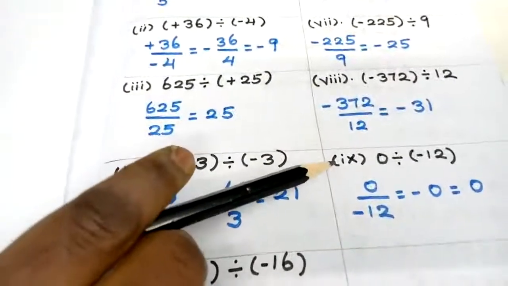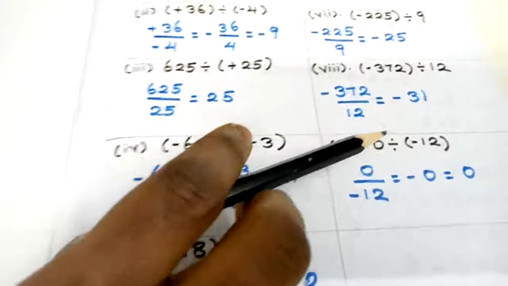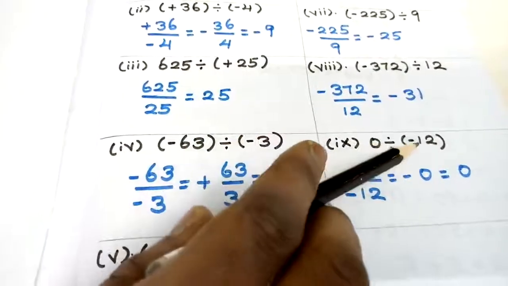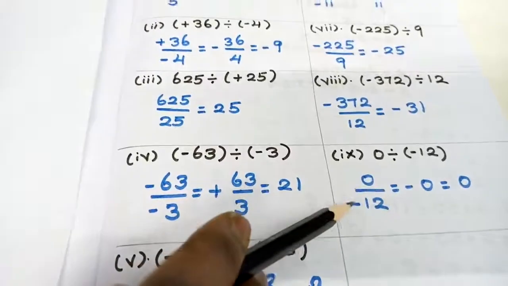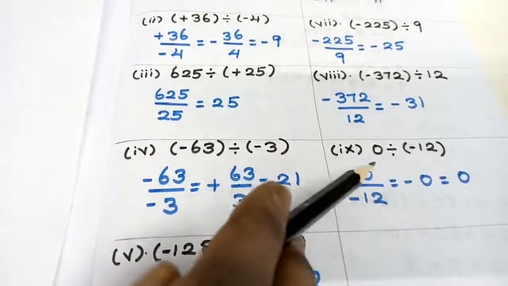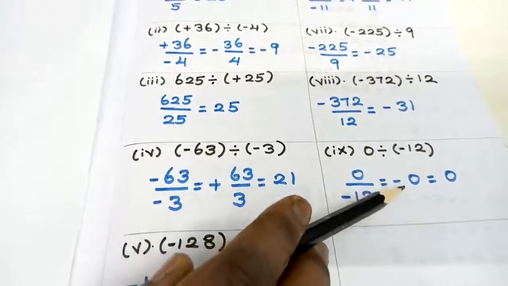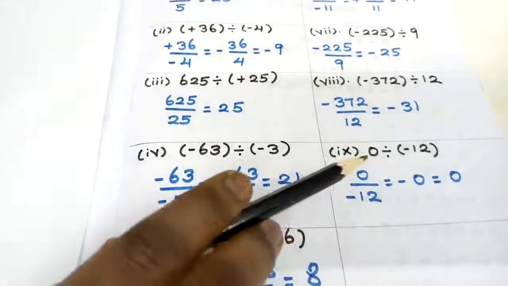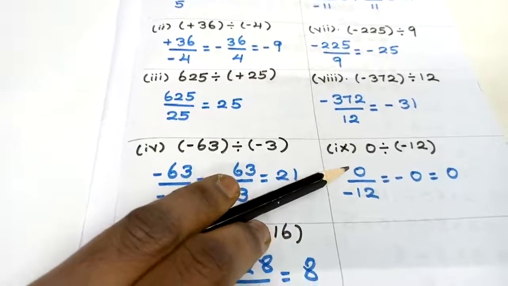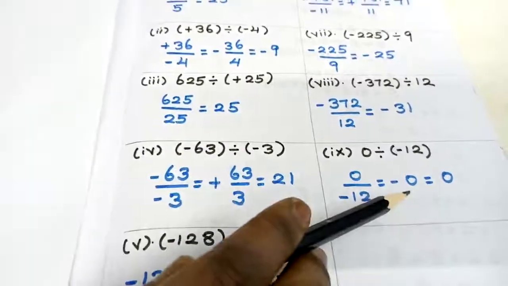Coming to the 9th question, in the 9th question 0 divided by minus 12, that is, the numerator is 0 and the denominator is minus 12. 0 divided by any number is going to be 0, minus 0 is nothing but equal to 0. So be careful, if the numerator is 0 and the denominator is any number, automatically I can write it as 0.